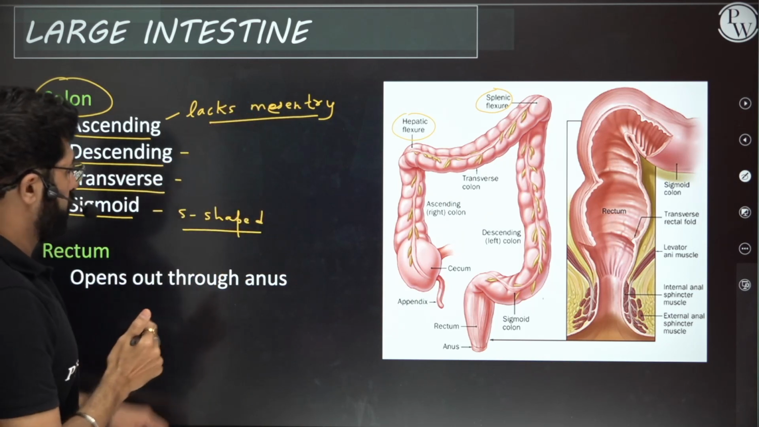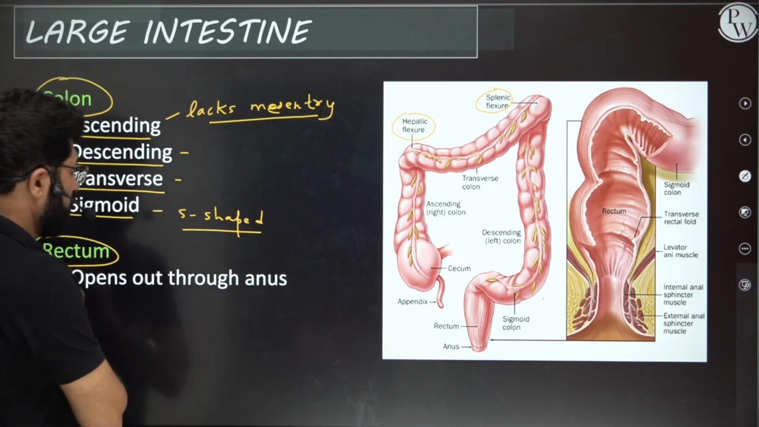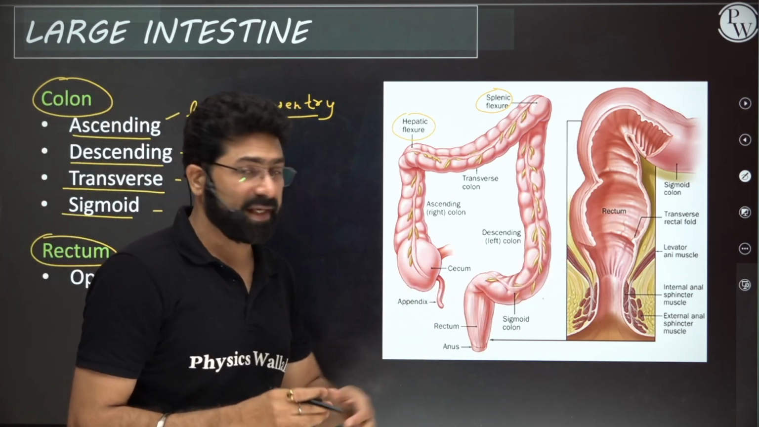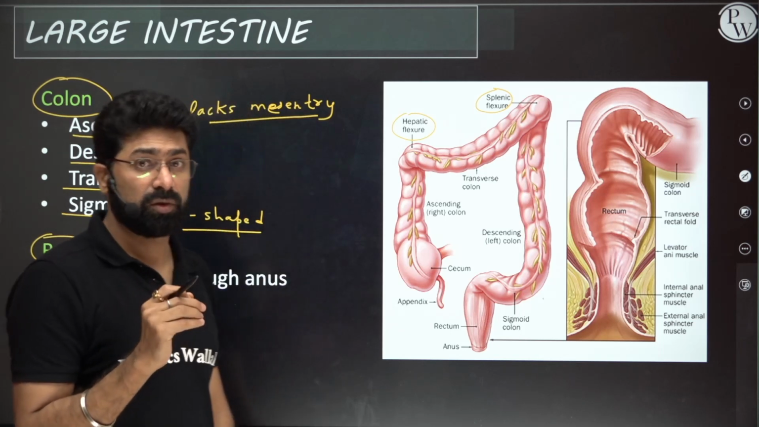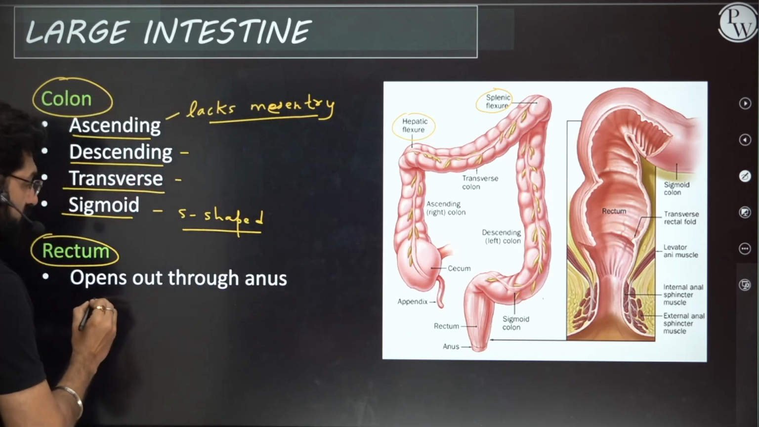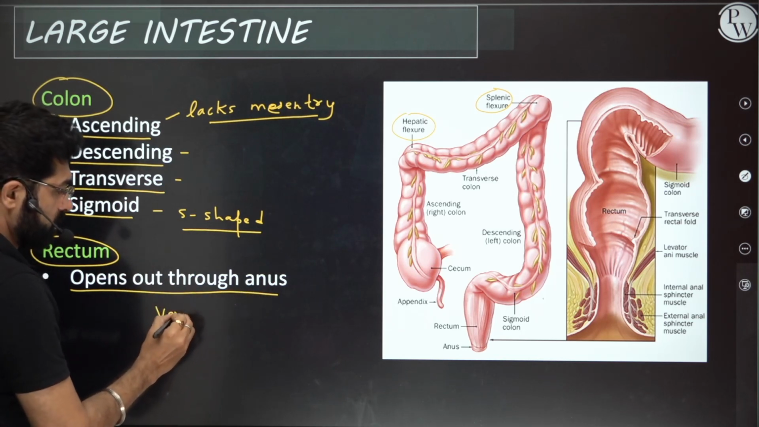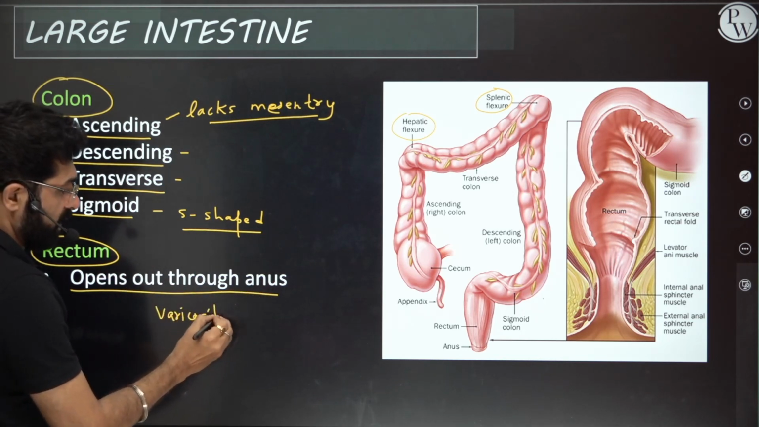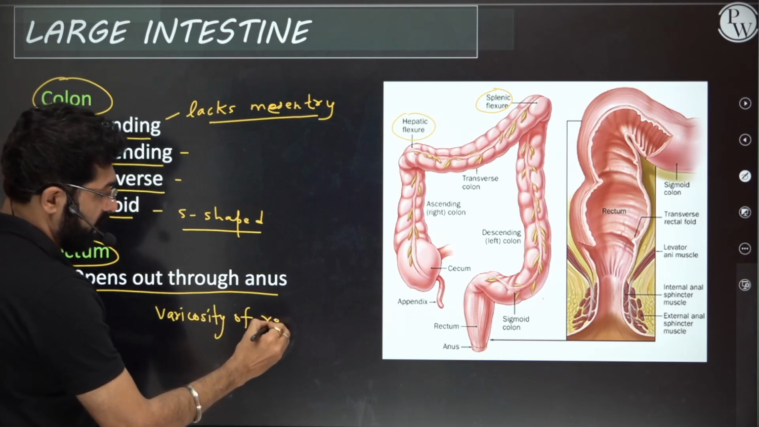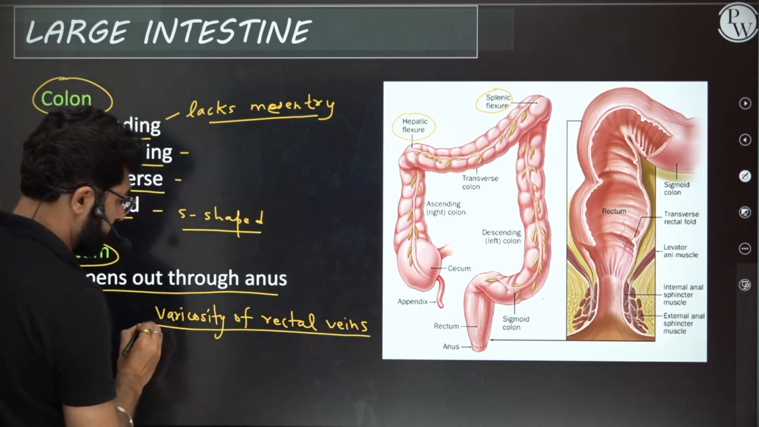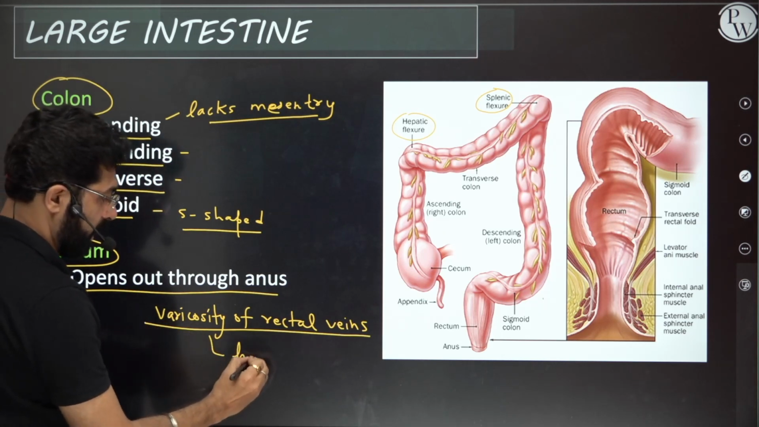Okay, now comes the rectum. In the rectum, you see, this rectum has some rectal veins. Sometimes varicosity of the rectal veins happens, which opens out to the anus. And this is called hemorrhoids.